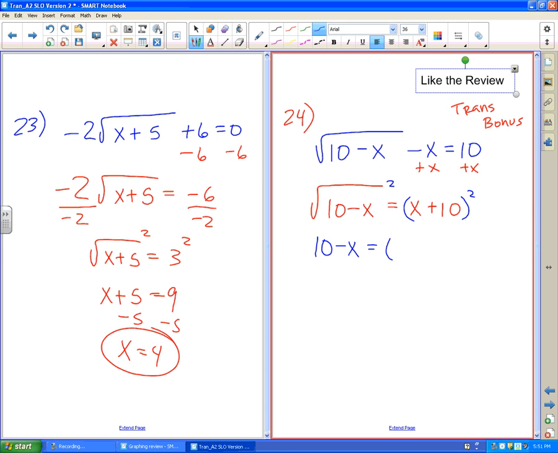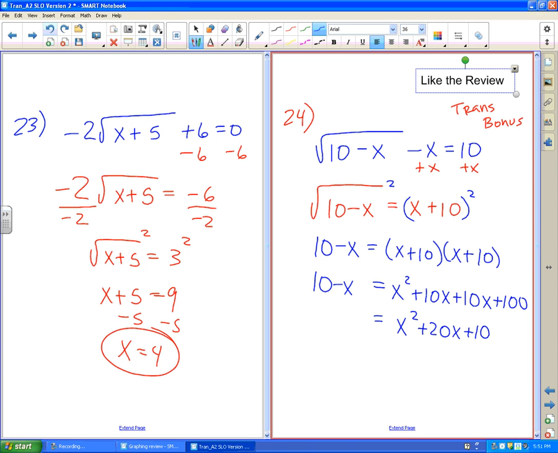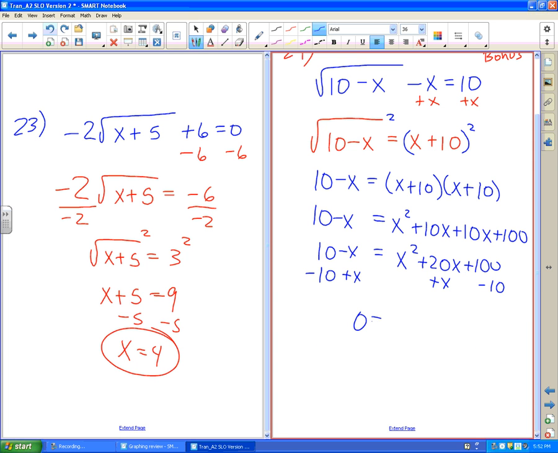We got to just write this twice here. Got to be careful with this because we got to FOIL this. So then I get x squared plus 10x plus 10x plus 100, which gives me x squared plus 20x plus 100. So then I'm going to subtract 10 and add an x so that I can get 0 over here. That gives me 90.